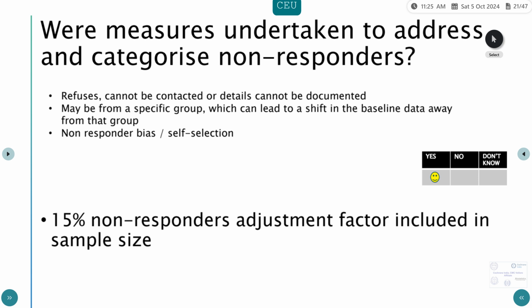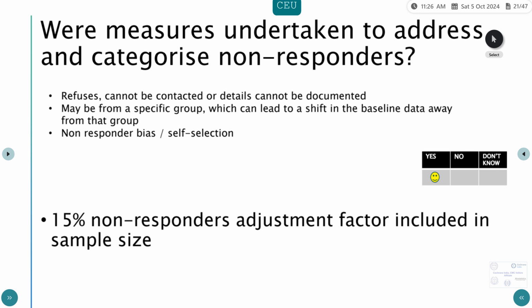Next is whether measures were undertaken to address and categorize non-responders. Ideally, you have to have a prior plan as to how you would deal with non-responders. That is important because multiple people can refuse, cannot be contacted, or details may not be there for your participants, which may cause a non-responder bias in your study. So the population that you get who are responding may not be a true reflection of your target population. Therefore, how many people have actually not responded is something that's necessary to know.